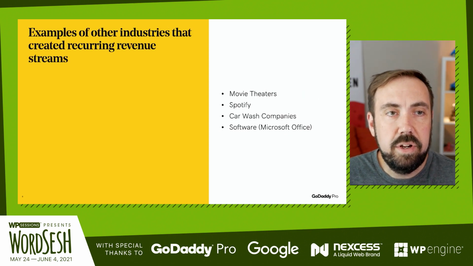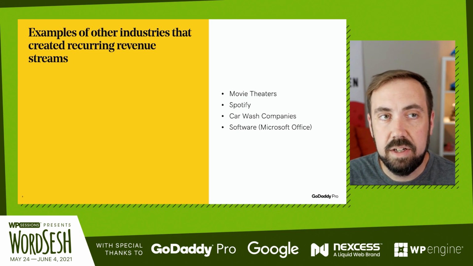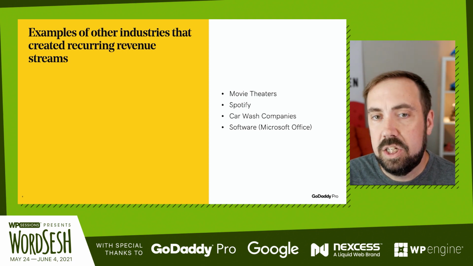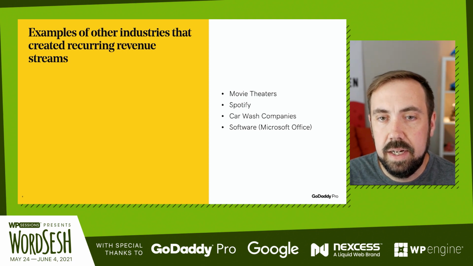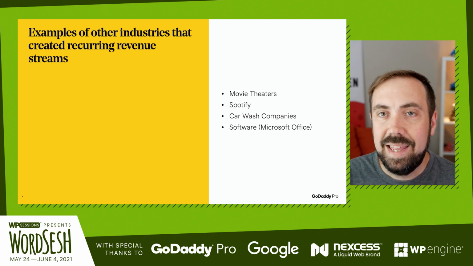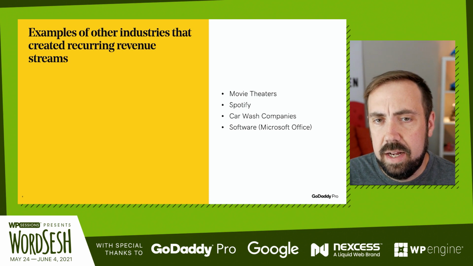So some examples of other industries that have created recurring revenue streams. Think movie theaters. Movie theaters have started going down the idea of creating a subscription-type platform. Spotify, car wash companies. Look at even software like Microsoft Office. It used to be you bought that once and then you held on to it for as long as you needed, until it was way out of date, and then you bought the next copy. By keeping this recurring revenue model, they can guarantee some income coming in on a monthly basis because everyone's paying a monthly fee for that.